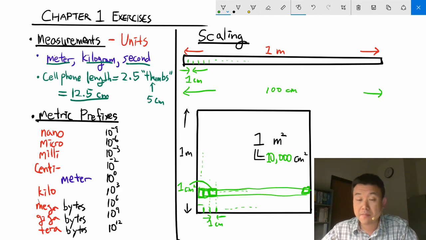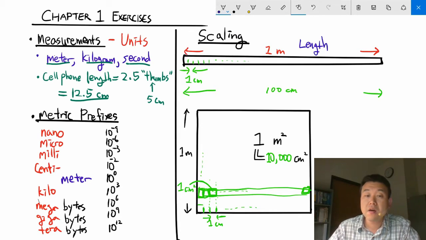So this is what I mean by scaling. Going from a centimeter to a meter, that's a scale factor of 100. That's for the length, so the scale that you are seeing here is the scale of length. Now, when you have the scale of area, you get the scaling factor squared.